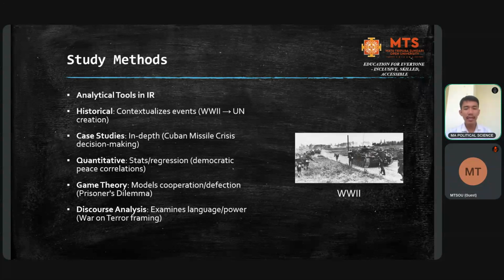Game means every country is trying to play some game, one step ahead, everyone is trying to be 10 steps ahead of another person. So there is game theory. Cooperation is there sometimes, and sometimes non-cooperation, defection. Another one is discourse analysis, which examines language and power, the war on terror, framing. They examine language and power, and then analyze the war and its impact.